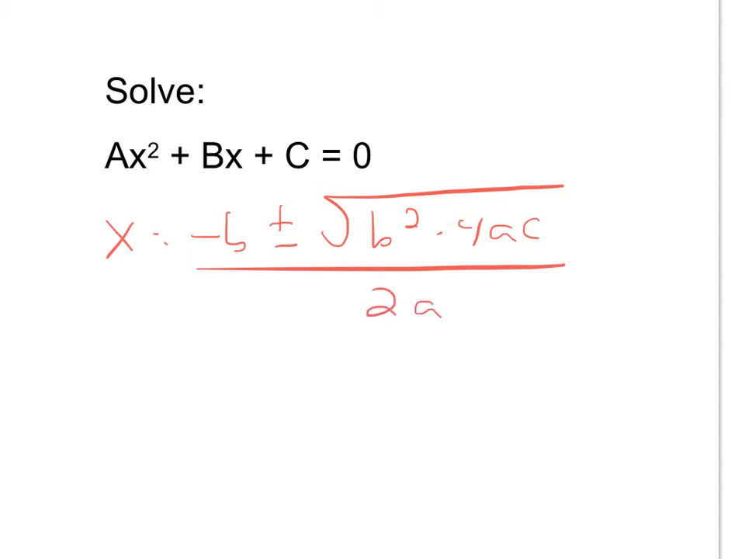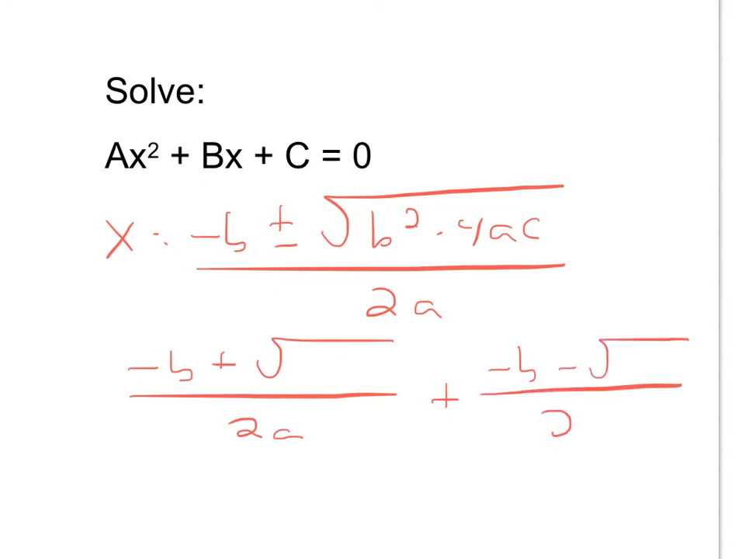If I add these two roots, in other words, I'm going to take negative b plus the radical all over 2a, plus negative b minus the radical all over 2a. What happens now is my radicals will cancel, and I have negative b plus the radical plus negative b minus the radical, so I have negative 2b over 2a, which of course equals negative b over a. So if I add the roots of a quadratic equation, I get negative b over a.